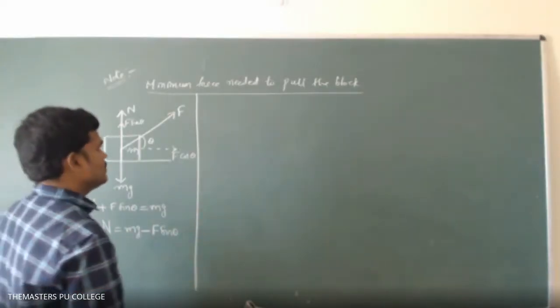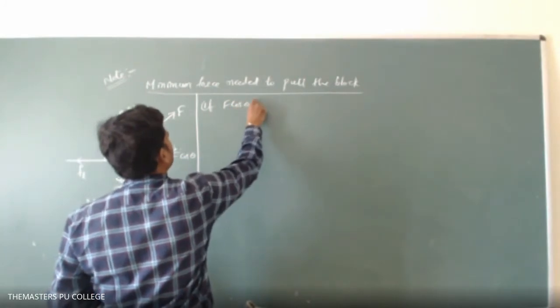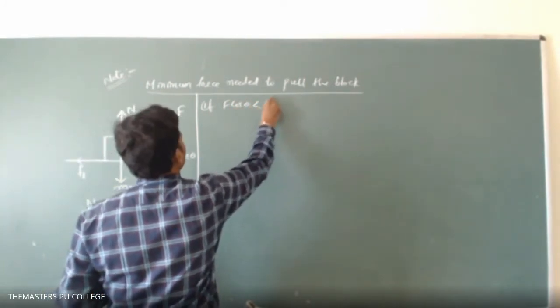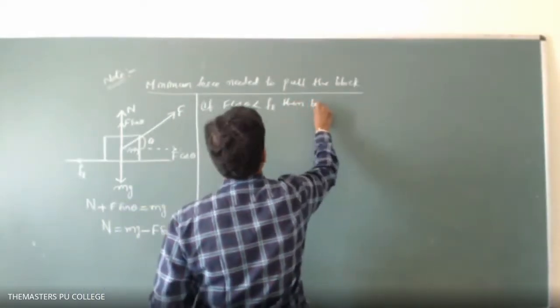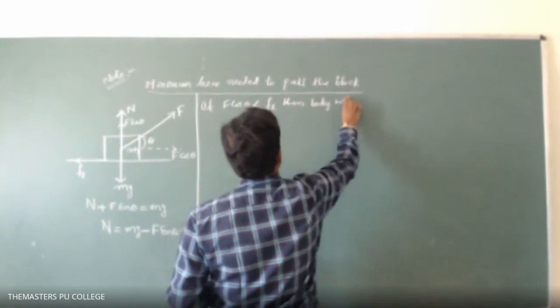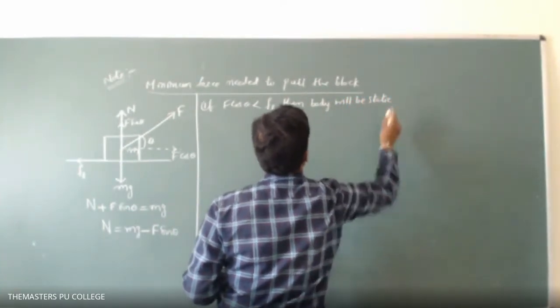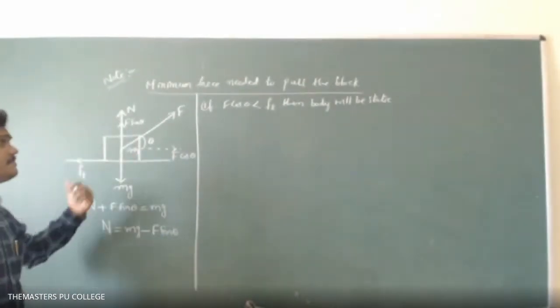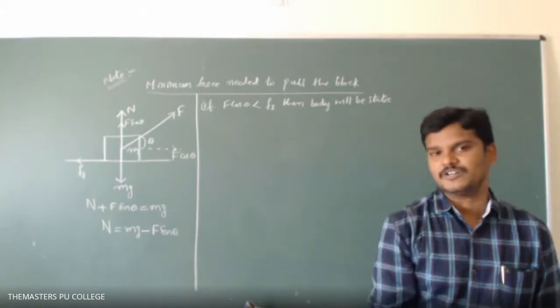Very good. Suppose F cos theta is less than Fl, then what happened to the body? The body will be static, it is at rest only. If F cos theta is less than Fl, will the body move? No, sir. If F cos theta is greater than Fl, yes, it will move with certain acceleration. That acceleration we got in the last class.